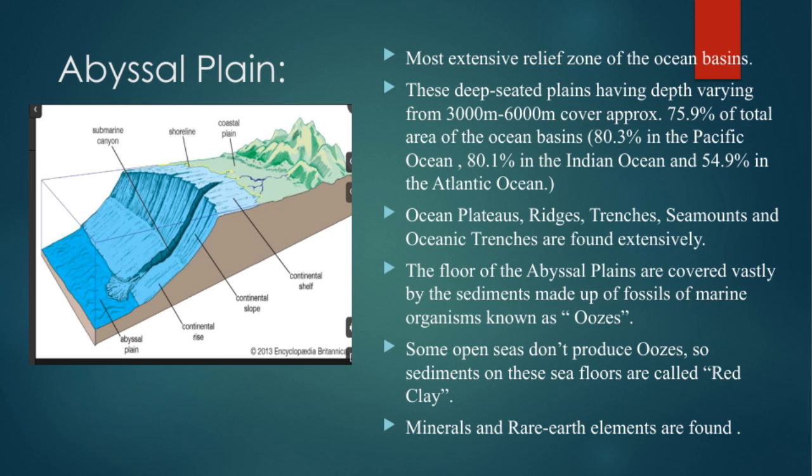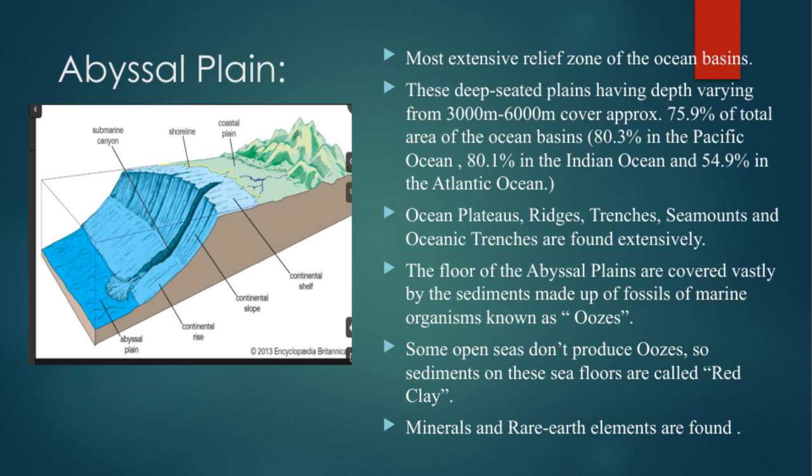The abyssal plain is actually the most extensive relief zone of the ocean basins. These deep-seated plains have depths that range from about 3,000 to 6,000 meters, making them some of the flattest and smoothest regions in the ocean floor. In fact, they cover roughly 75.9% of the total area of the ocean basins. If we look at the different oceans, the Pacific Ocean has about 80.3% of its area as abyssal plains, the Indian Ocean around 80.1%, and the Atlantic Ocean approximately 54.9%. You'll also find interesting features like ocean plateaus, ridges, trenches, and seamounts scattered throughout these plains, showing how dynamic and varied the ocean floor really is.